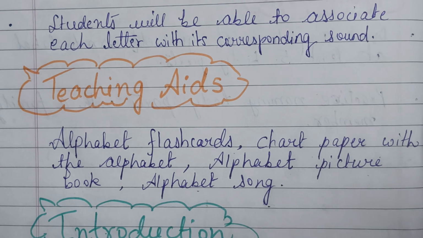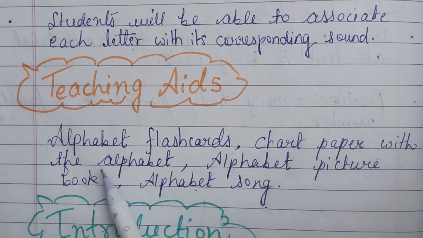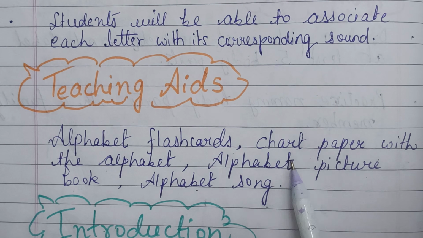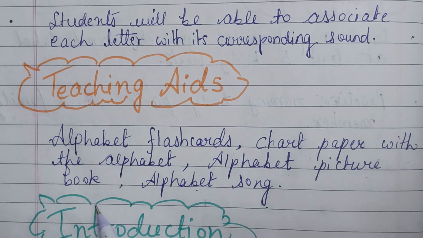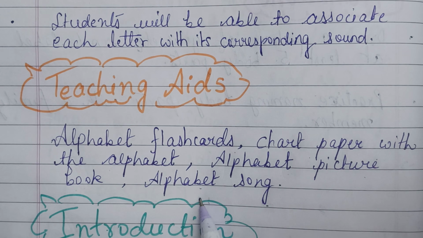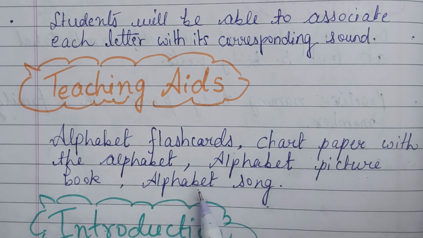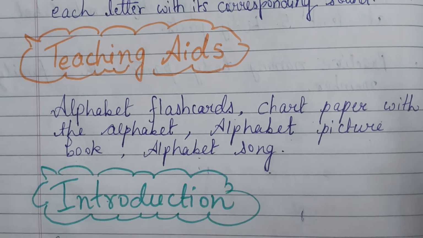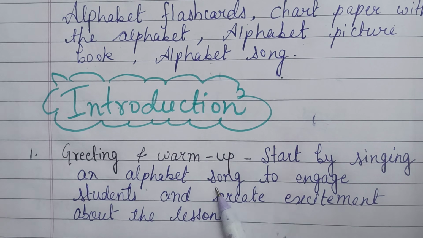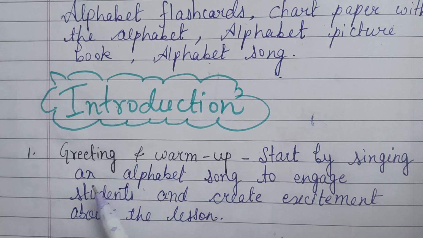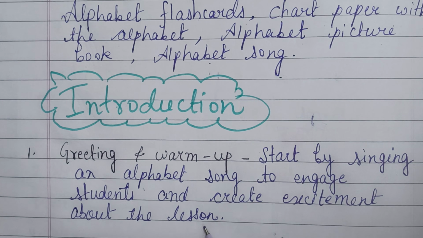So now for teaching aids, you can use alphabet flashcards, chart paper with the alphabet, a picture book, and also you can use an audio visual aid for the alphabet song. Now introduction. So greeting and warm up. Start by singing an alphabet song to engage students and create excitement about the lesson.